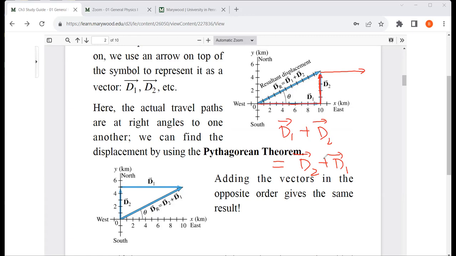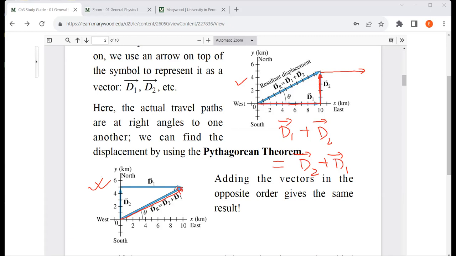Okay, you can exchange the order. So either you can first start with d1 and then d2, or you can start with d2 and d1. In both cases you will get the same value. Here we first draw the d1 and then d2, and here we first draw the d2 and then d1, but in both cases the resultant is this one. So we are going to learn how to draw this resultant.